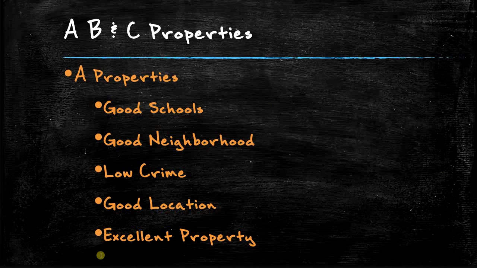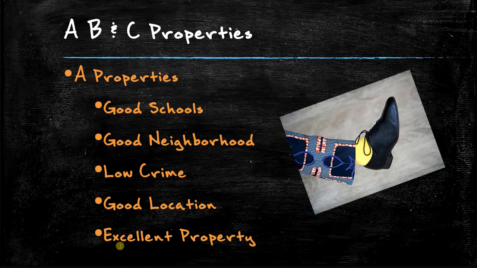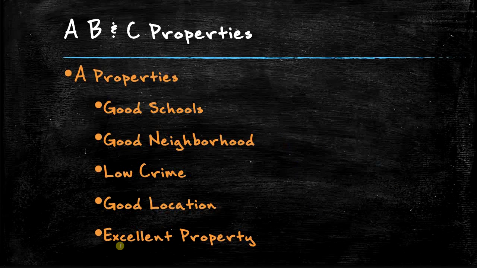And then the property itself is in excellent condition. Nice siding, nice inside, nice flooring, nice kitchen, upscale fixtures, things that are very, very good looking in and outside of the house. Very good landscaping, newer roof, everything is just nice in the property. Okay, that's an A property. Let's go to B properties.